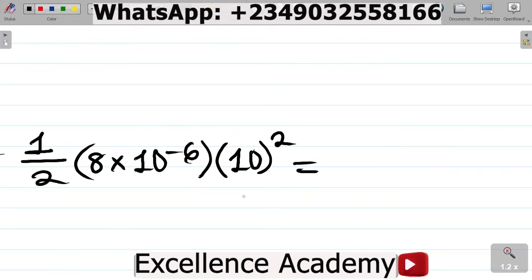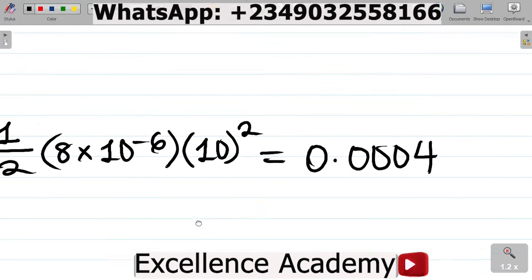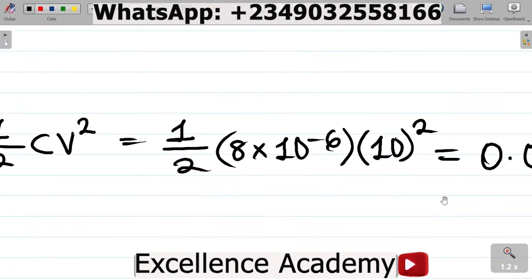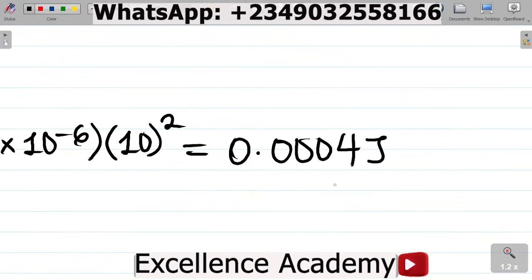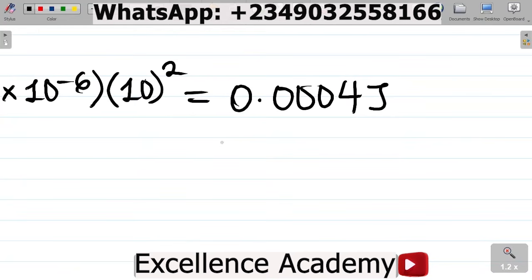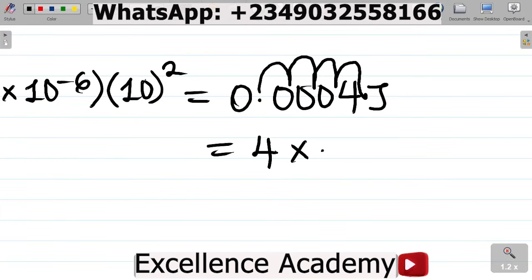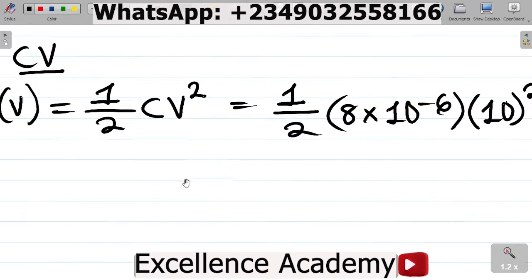That's equal to, we punch this, half times 8 times 10 to the power minus 6 times 10 squared. You have your answer here as 0.0004. We're calculating the energy, right? Yes, energy, so this is in joules. Let's convert this to index form. If I move 1, 2, 3, and 4, I need to move 4 times. So it becomes 4 times 10 to the power minus 4 joules. So let's see if we have this option there.